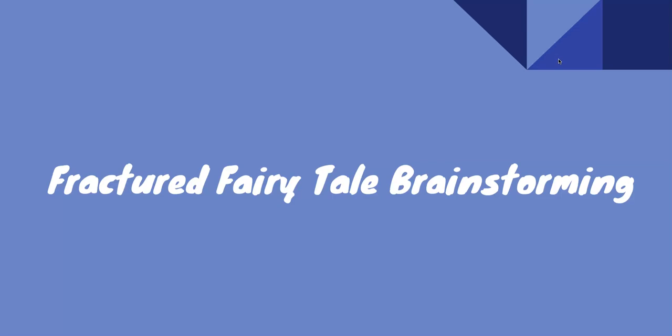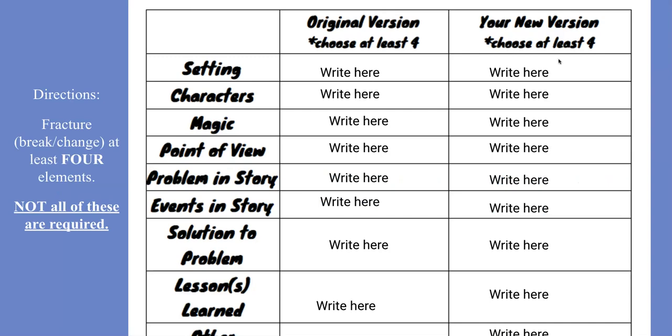So listen carefully. This looks scary. It's not. You do not and should not do this whole slide, okay? You only have to do 4, so it's just easy like this. So let's say I wanted to fracture Harry Potter. So I would be like, okay, setting. Maybe I'm going to change the setting, because in the original, it was England, so I would just put England. But in mine, maybe it's going to happen in Australia. Boom, I just did 1.